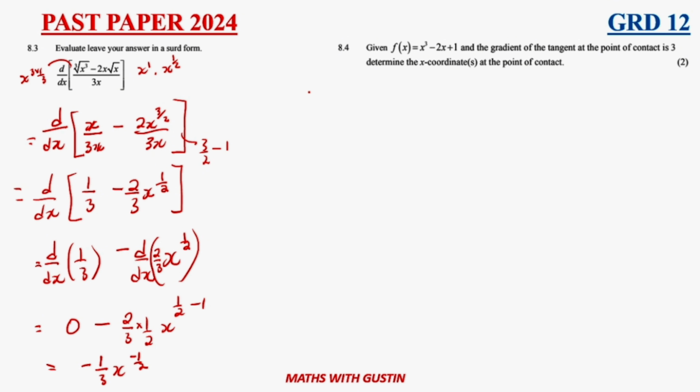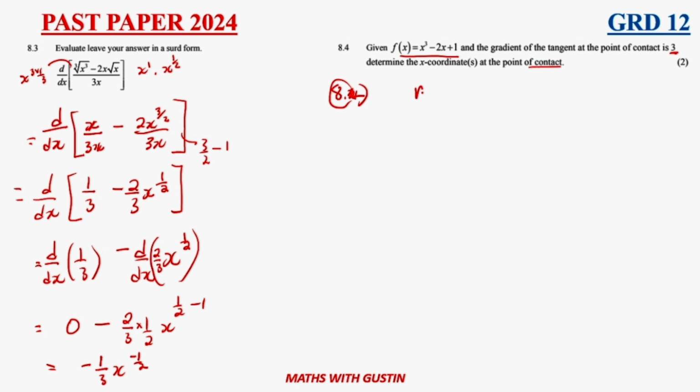Let's move on to the last question, which is 8.4. 8.4 says you are given this function x cubed minus 2x plus 1, and the gradient of the tangent at the point of contact is 3. So basically this is your gradient. They are saying determine the x coordinate at the point of contact.